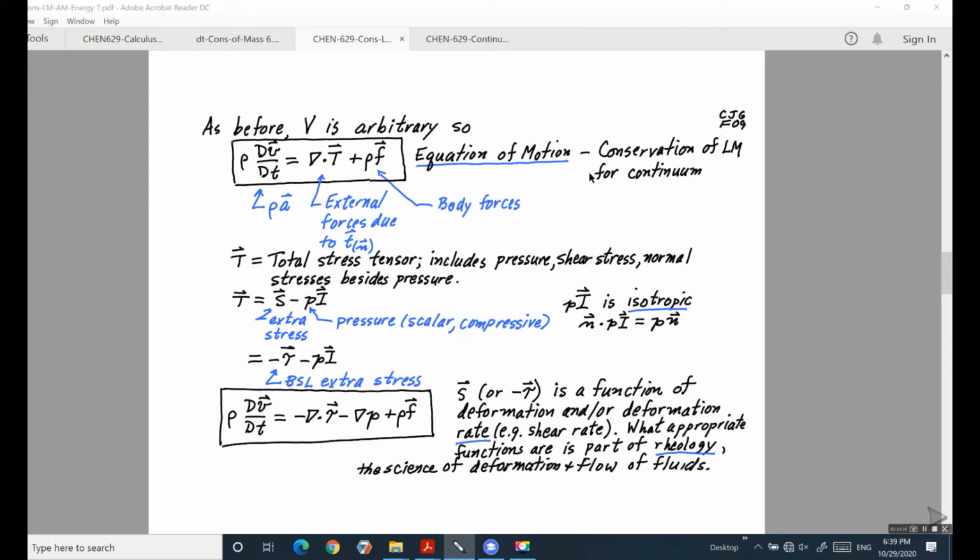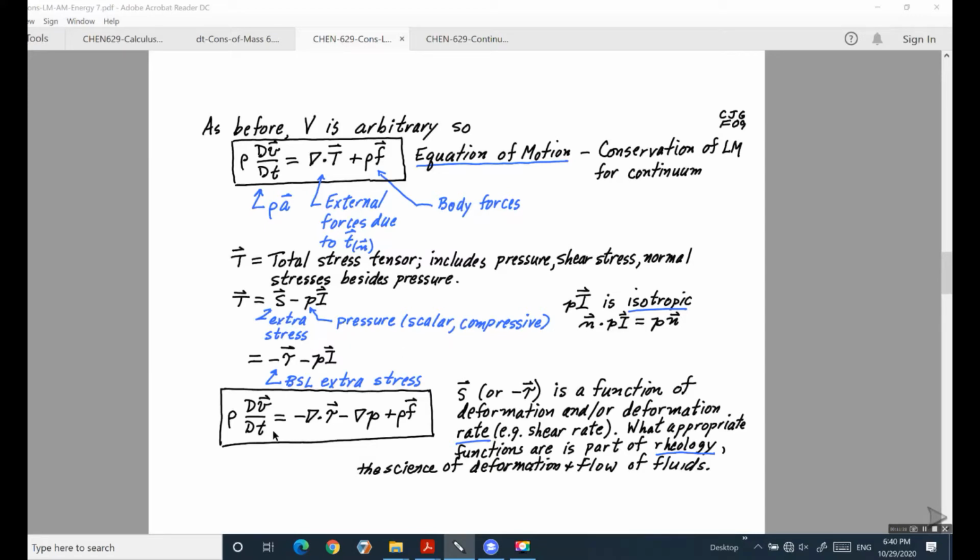the conservation of linear momentum for a continuum. We call this the equation of motion, the conservation of linear momentum for a continuum. On the left side we obtain this one. The first term on the right is the external force due to the contact force vector, the stress tensor here, and we have the body forces, rho f. T is the total stress tensor, including pressure, shear stress, and normal stresses beside the pressure. And we can write T as S minus pI.